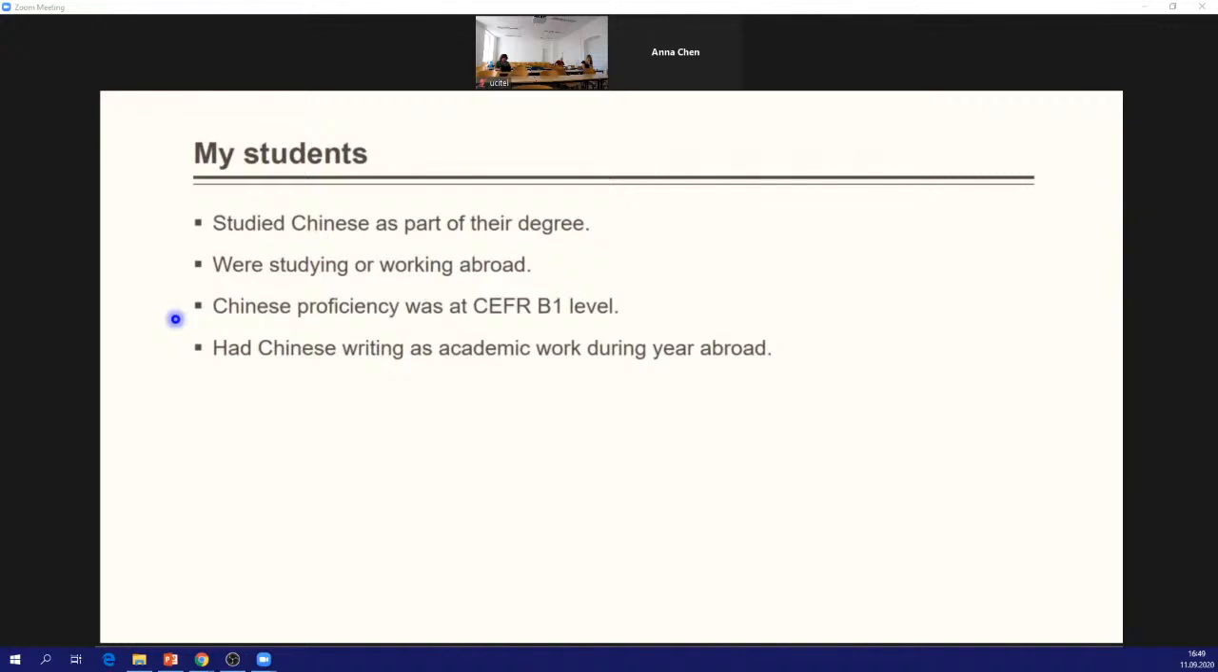For the year abroad, not all of them chose to go to China. For those who did not go to China, they might or might not access a formal Mandarin class. Those who went to China very often stayed there for about 6 months. During the year abroad, students had to do some writing in Chinese as academic work. The writing was assessed, but the marks did not count toward the degree.